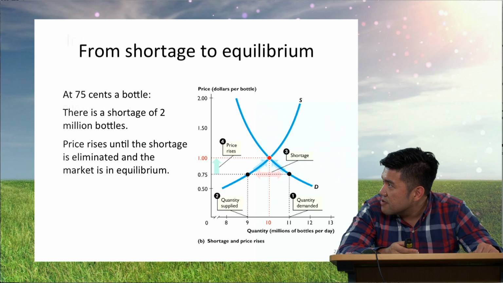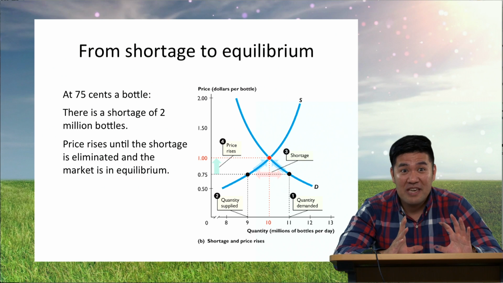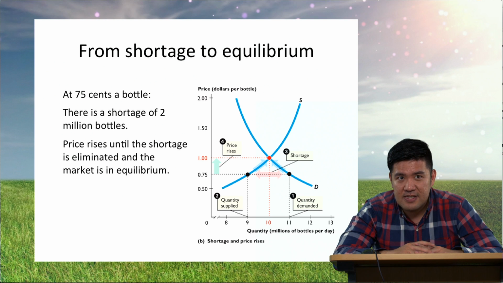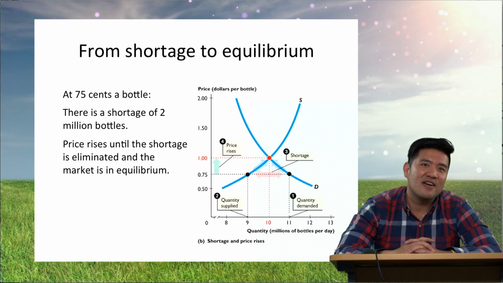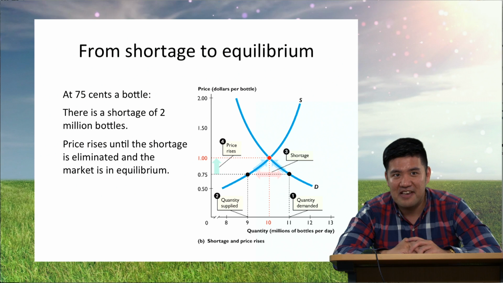Oops, let's go back to this again. So there you go. That's how we get into the equilibrium price and equilibrium quantity. I hope it's not too hard, guys. Interesting, right? I'll see you in the next part of the recording.